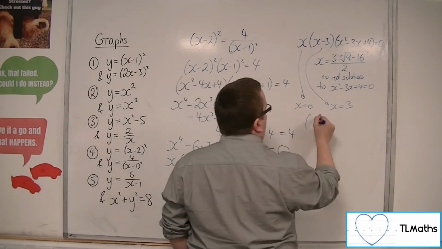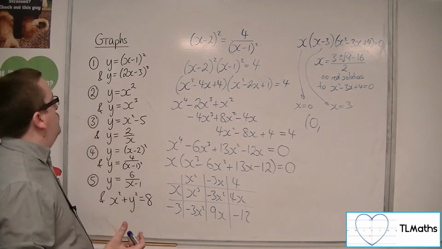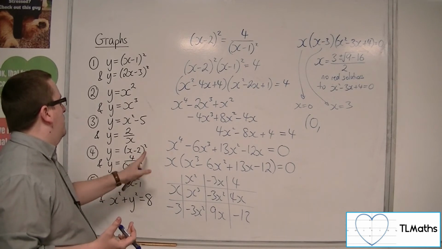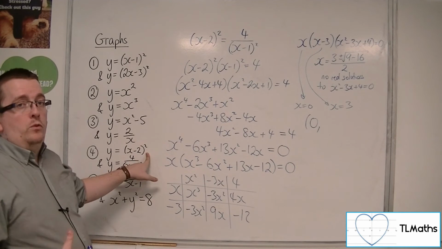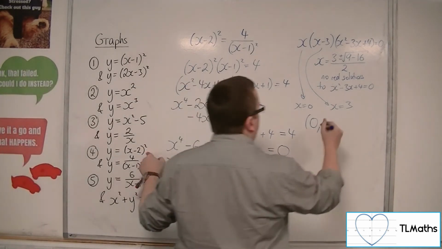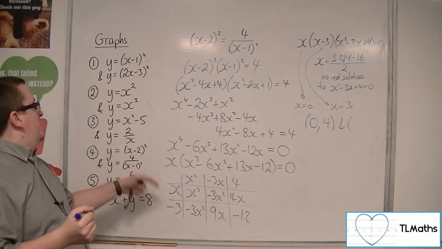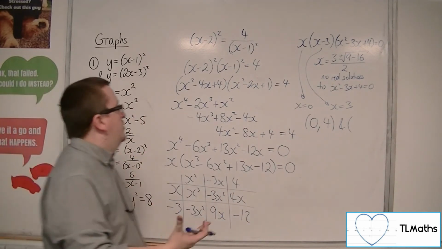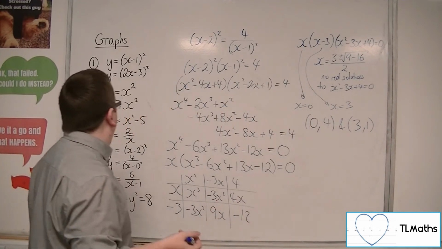So when x is 0, I can substitute that into one of the two original equations, so either of those. So if I tried that one, 0 minus 2 all squared is 4. And when x is 3, I'm going to get 3 take away 2 all squared, which is 1. So there are two intersection points.